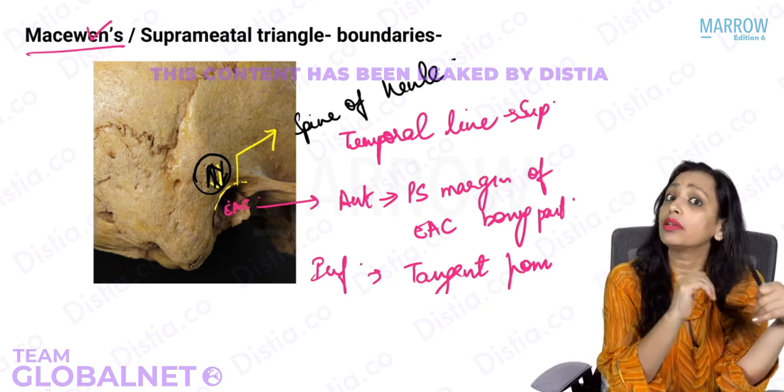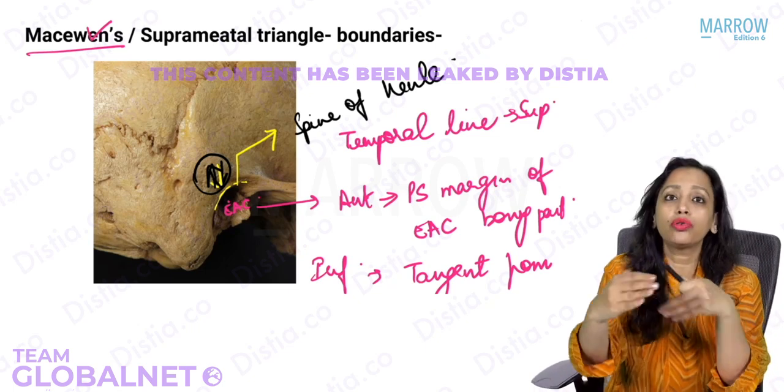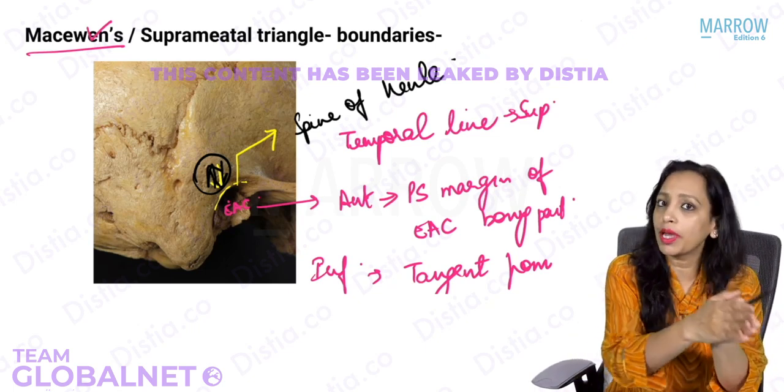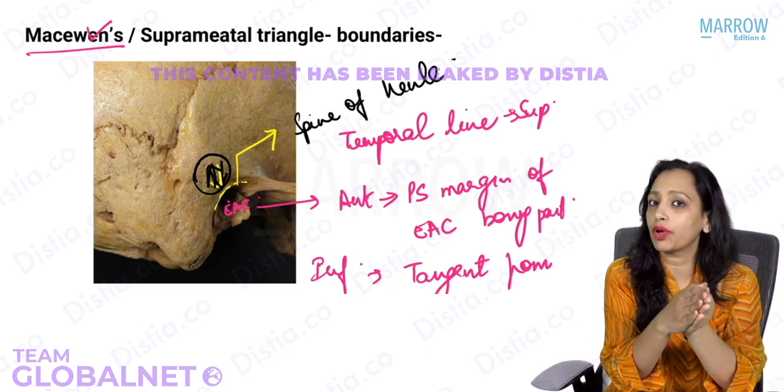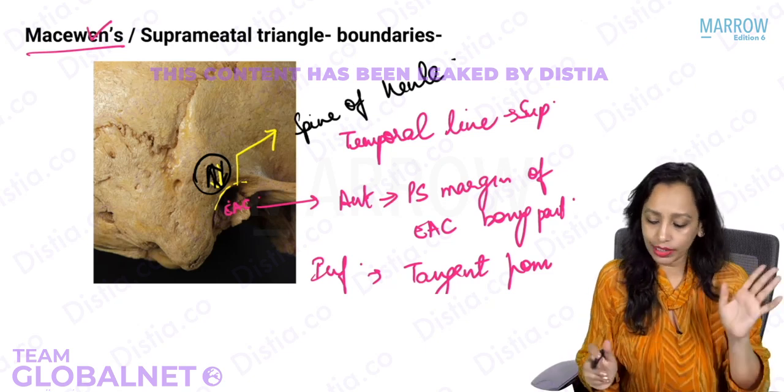You know McEwen's triangle is just behind that. So then you do not need to draw all these lines. You just know that just behind the spine of Henle is the McEwen's triangle where you have to start drilling. So now let us see how we start drilling.